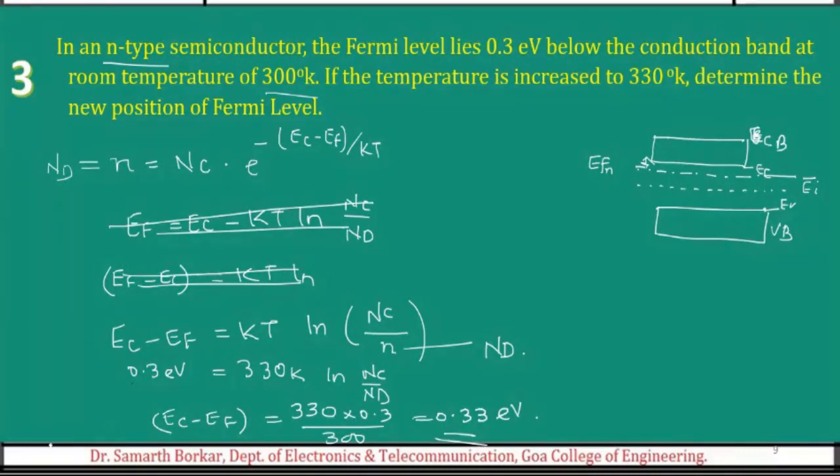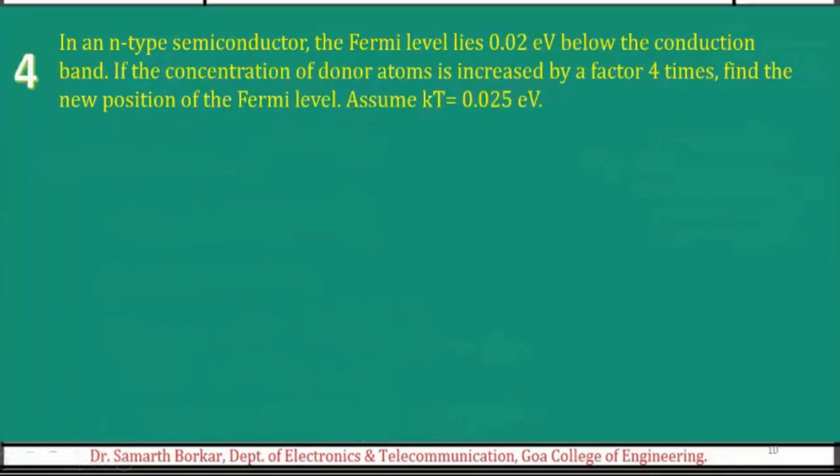Okay. Next one: in an n-type semiconductor, the Fermi level lies 0.02 electron volt below the conduction band. If the concentration of donor atoms is increased by a factor of 4 times, find the new position of the Fermi level. Again, n-type semiconductor. Now assume kT as 0.025.